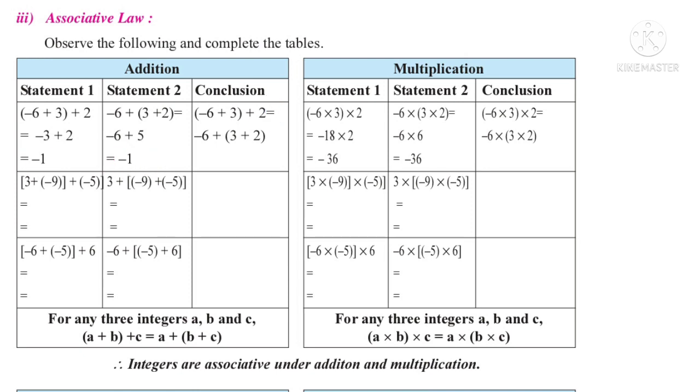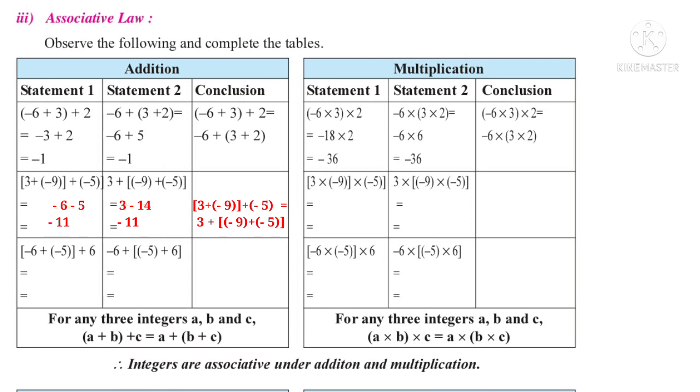Now in the second example, in statement 1, 3 plus minus 9 gives minus 6, plus minus 5 gives minus 11. In statement 2, minus 9 plus minus 5 becomes minus 14. So 3 plus minus 14 is minus 11. Now both are equal. So we can say that (3 plus minus 9) plus minus 5 is equal to 3 plus (minus 9 plus minus 5).